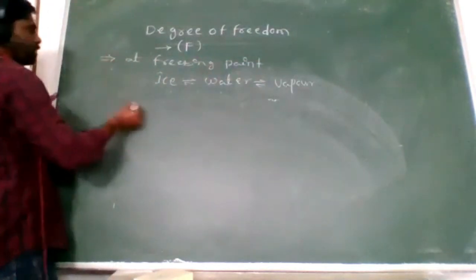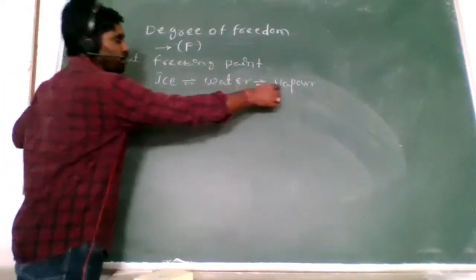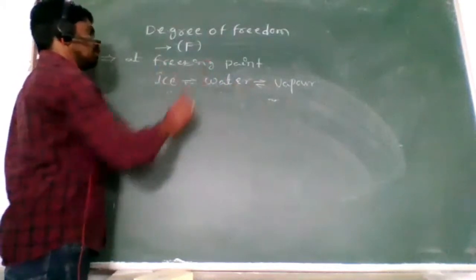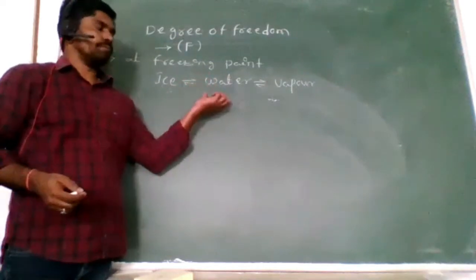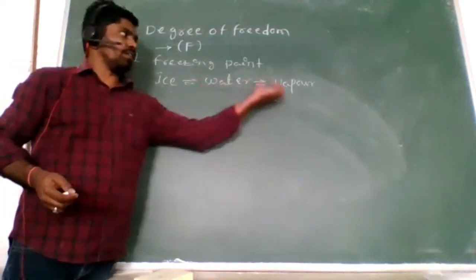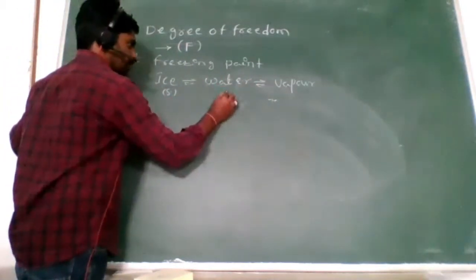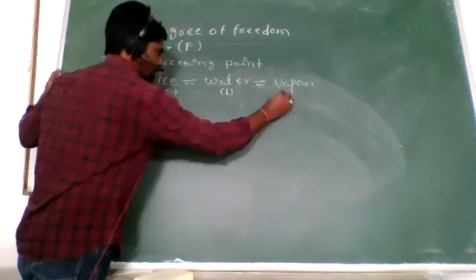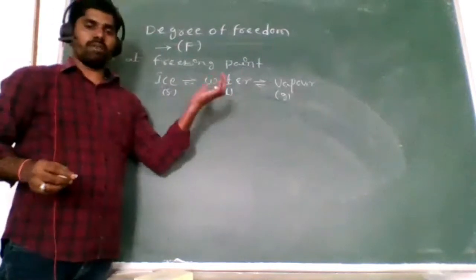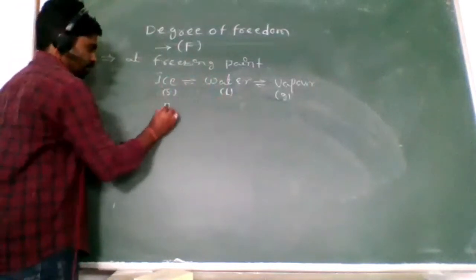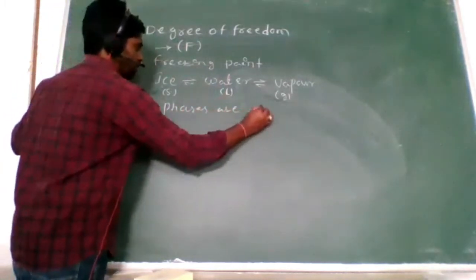at freezing point, ice is in equilibrium with the water, water is in equilibrium with the vapor. So here at the freezing point, the water system's three phases are in equilibrium. Ice to water, water with the vapor. So ice is the solid, okay. Water is the liquid, okay. Vapor is the gas. Now how many phases are there here? Three phases. Phases are equal to 3.